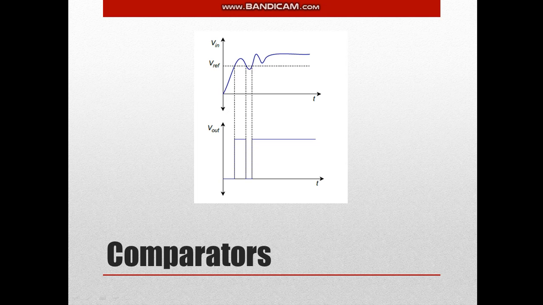In a comparator, if the signal has V input and V reference, and accordingly this is the signal, then by using a comparator it can be obtained as V out versus T.